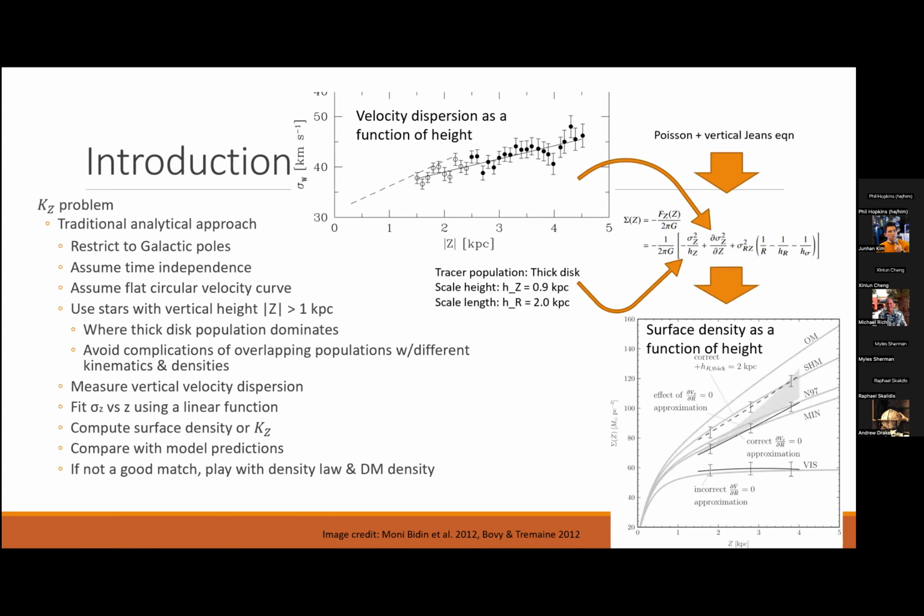And then they move on, plug everything into that equation, and get the surface density or the vertical force. These two numbers are related by a constant factor, as seen in the Poisson equation. And then they compare it with the model predictions. And if somehow the model and the calculated KZ do not agree with each other, then they play with either the scale height, this number, or increase or decrease the dark matter density.